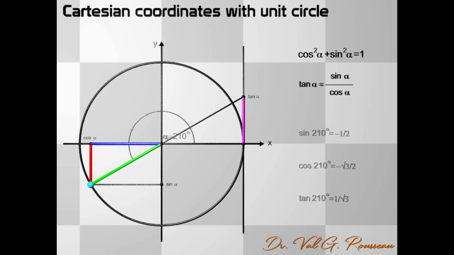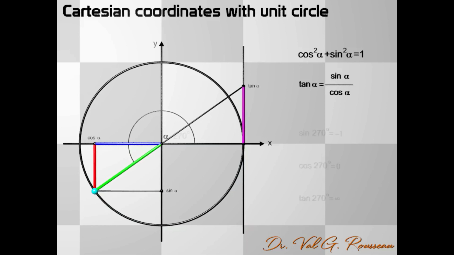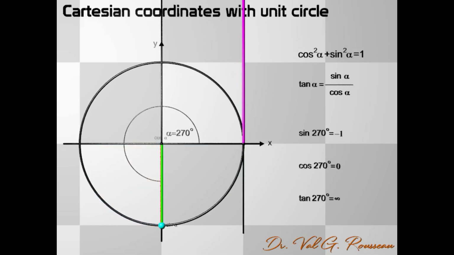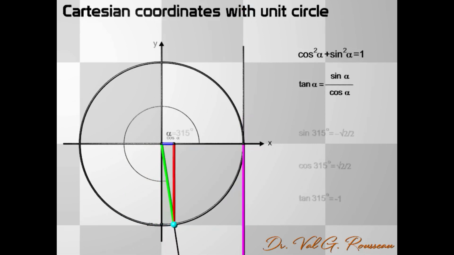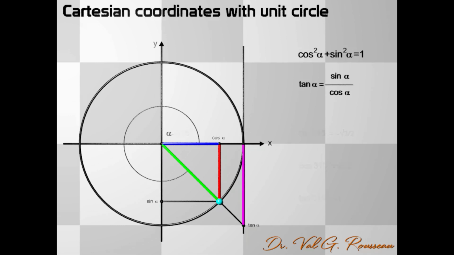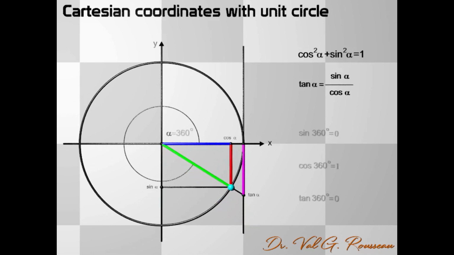For 270 degrees, the sine reaches its minimum value of minus 1, the cosine is 0 and the tangent is infinite. For 315 degrees, the tangent jumps again to negative values and we get these values. Finally, for 360 degrees, we are back to the same situation as for 0 degrees.